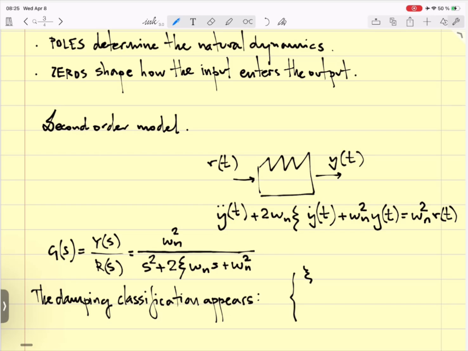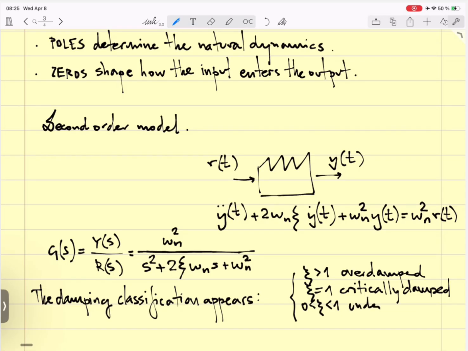If xi is bigger than 1, it's overdamped. If xi is 1, it's critically damped. If 0 is smaller than xi smaller than 1, this is underdamped. And if xi is 0, this is undamped.